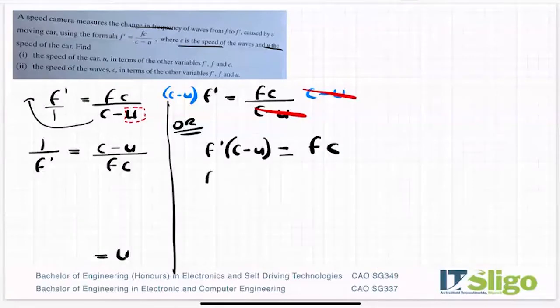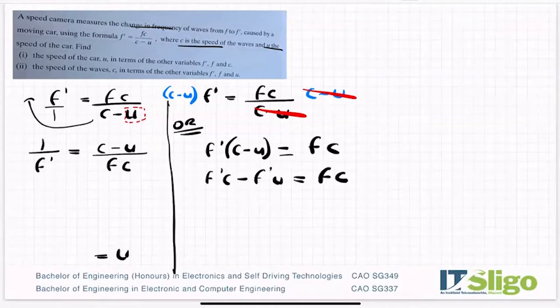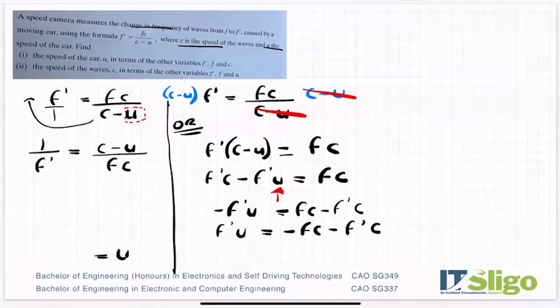You then multiply it out. I'm going to do it both ways. I don't see one way being easier than the other. It's u that I need, so let's leave u on that side. Let's change the signs all the way across because I want a positive u, and then let's divide across by f dash.